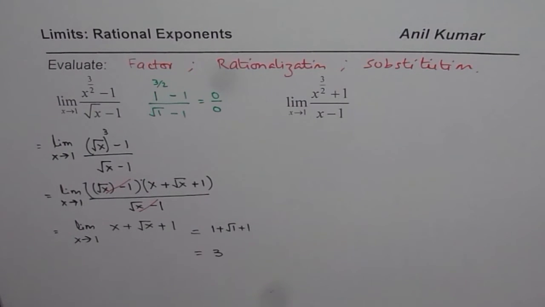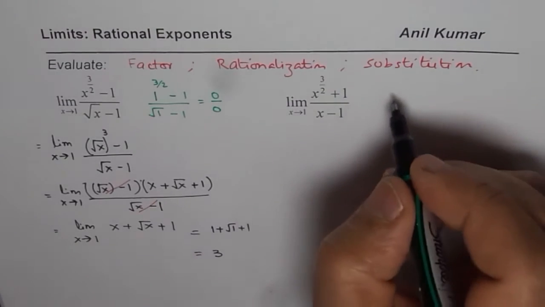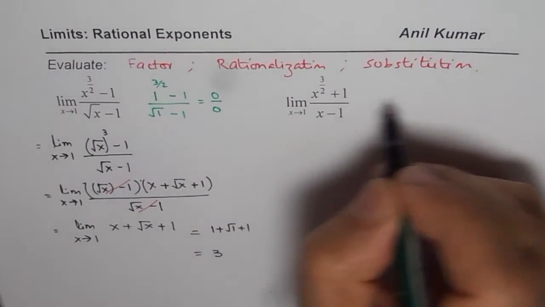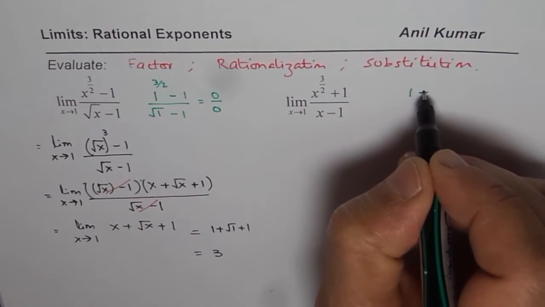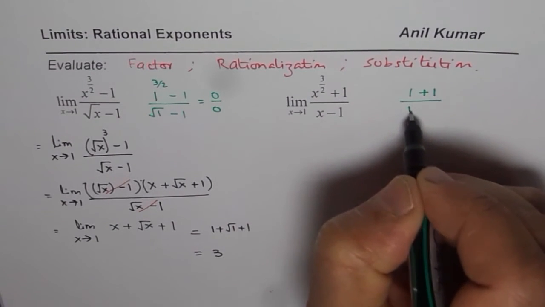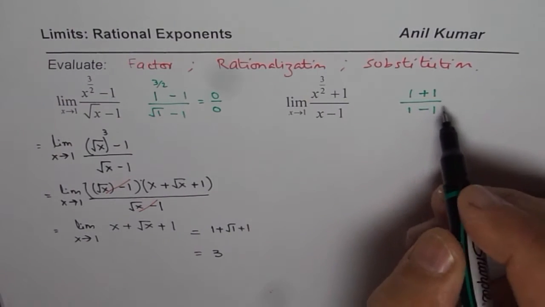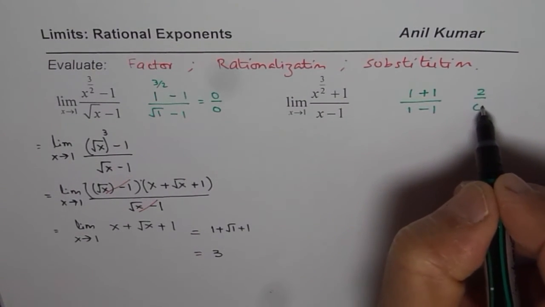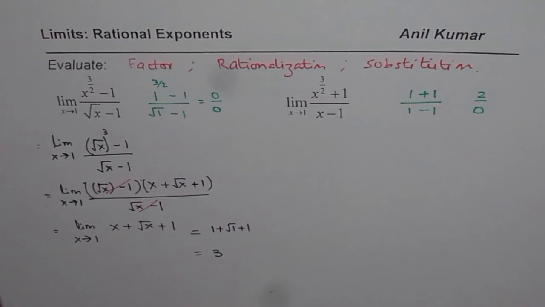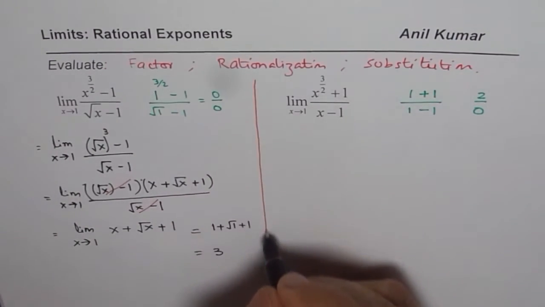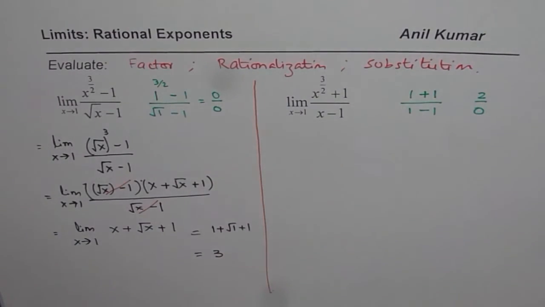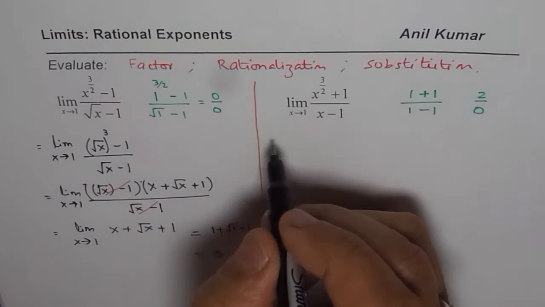Now let's do the next one also. Here again, let us substitute 1. So you get what? In this case, what you get is 1 plus 1 divided by 1 minus 1. Now something over 0, which is in this case 2 over 0, is also an indeterminate form, right? So we can try this factoring method here also. You could do substitution or rationalization also, but I prefer such examples to be factored, right? You will soon appreciate. See, how simple it was. Okay, so let's continue with factoring of the given function.